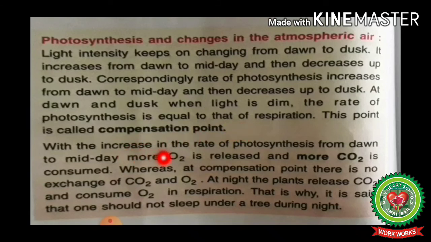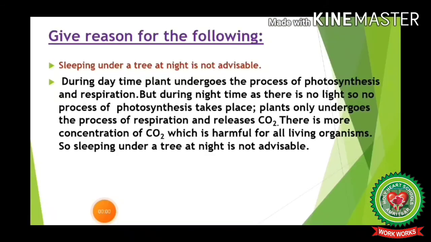With the increase in the rate of photosynthesis from dawn to midday, more oxygen is released and more carbon dioxide is consumed. Whereas at compensation point, there is no exchange of carbon dioxide and oxygen. At night, the plants release carbon dioxide and consume oxygen in respiration. That is why it is said that one should not sleep under a tree during night. Sleeping under a tree at night is not advisable.